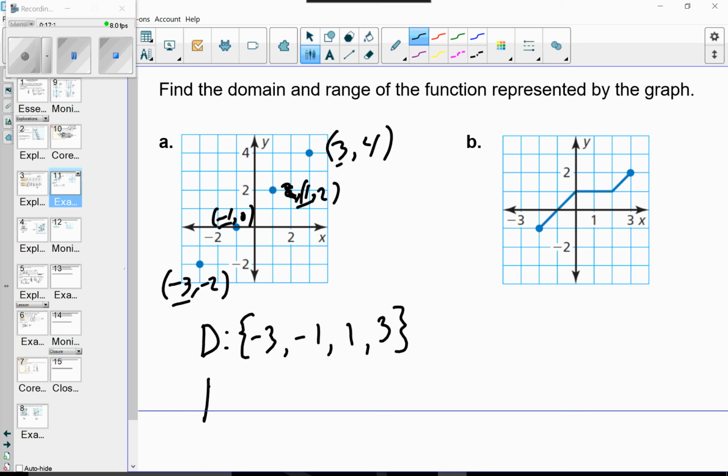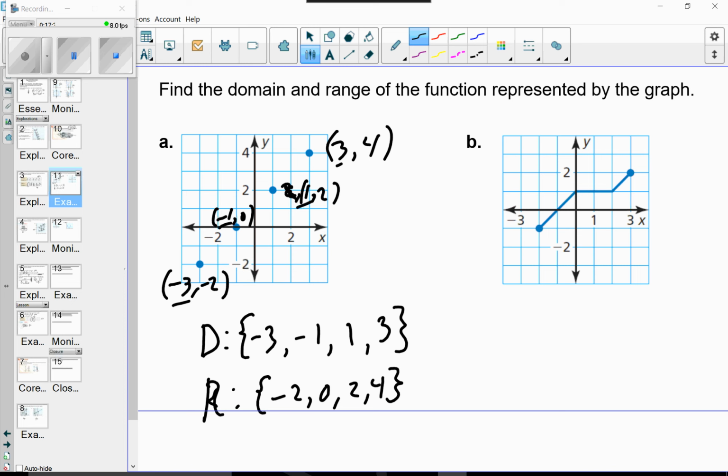Well, that's the x values. The range, or R, is my y values. So we're going to do the exact same thing. We're going to put least to greatest. So negative 2 is my smallest, 0 followed by 2 followed by 4. So those represent the range.